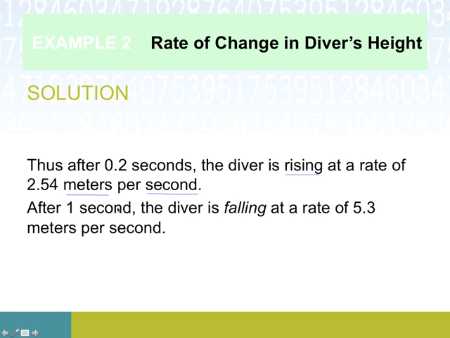Same deal for 1 second. However, because the diver has a negative rate of change, that implies that he or she is falling at that point. So negative 5.3 means falling at a rate of 5.3 meters per second. Same units because it's the same derivative.